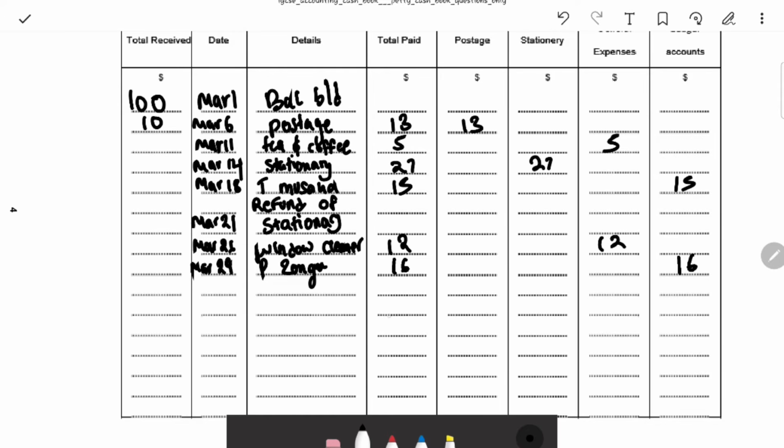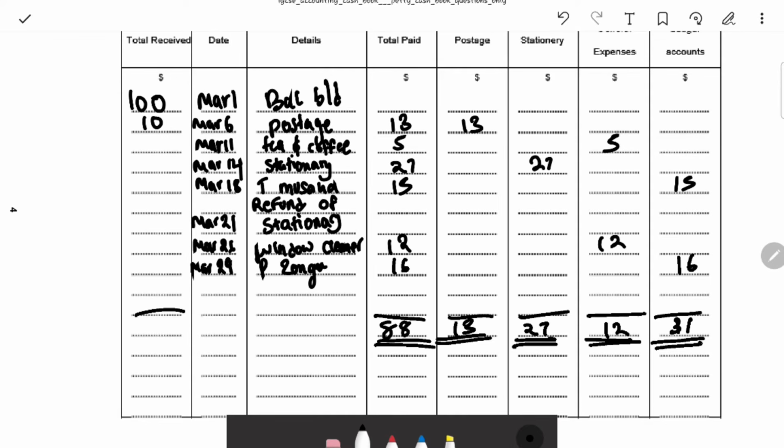Now it's the easy part. You just have to balance the accounts. So what I usually do is do a line here, line here, line here, line here, line here, and line here. We just have to add the totals. So here it's quite straightforward. 13 double line, 27 double line, 12 double line, 16. Oh wait, yeah, here is 31 double line. Okay, so now we add it with a calculator. 13 plus 5 plus 27 plus 15 plus 12 and plus 16, which gives you 88 right there.